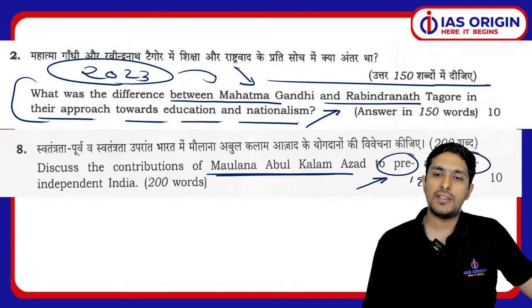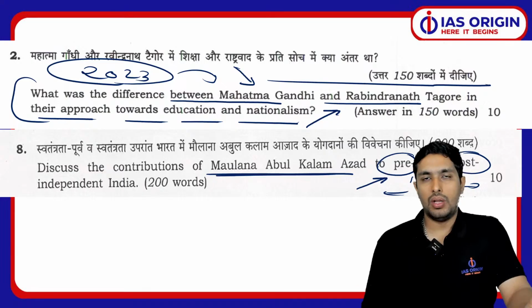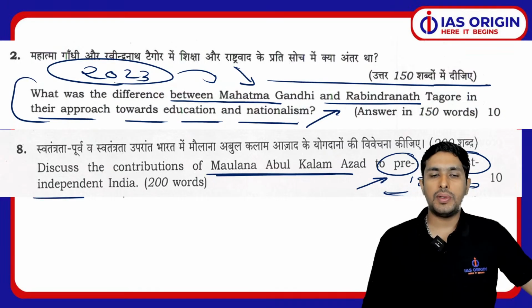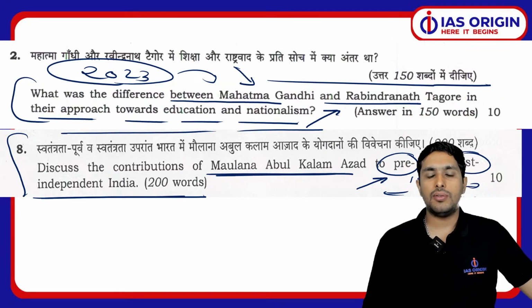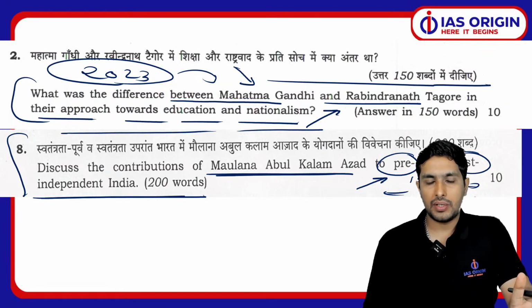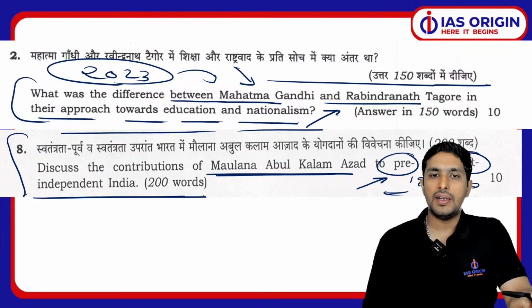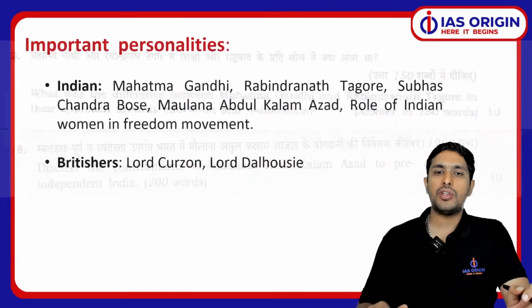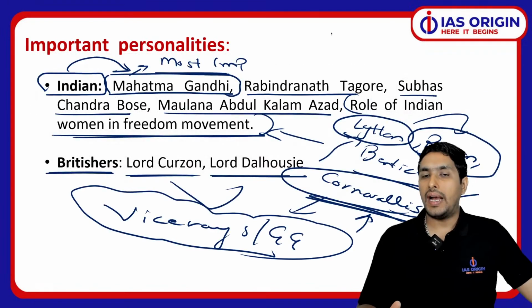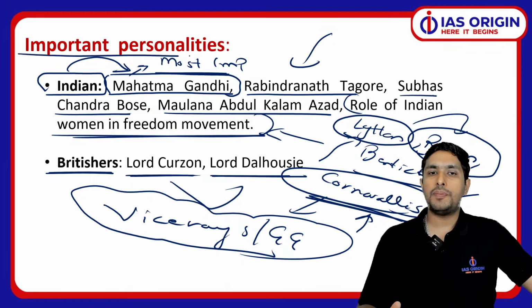So 1947 से पहले and बाद का दोनों you had to know. So this has also been asked in the previous year papers. So in such questions, I know it's not going to be very easy. You have to have a proper knowledge of that. So what I'll suggest is that make sure you have a good idea about these important personalities.